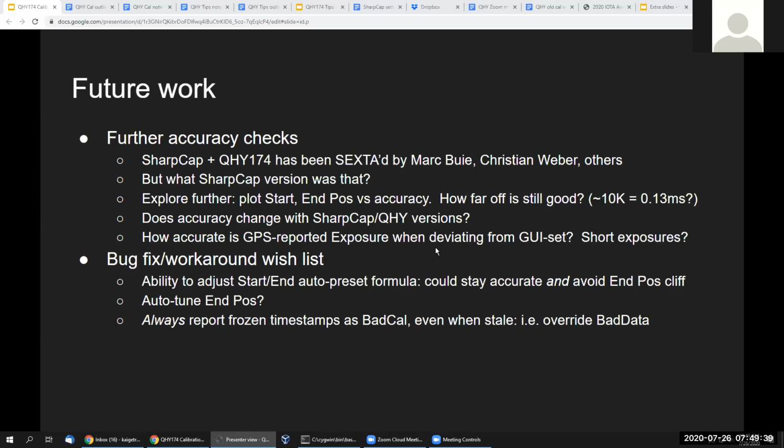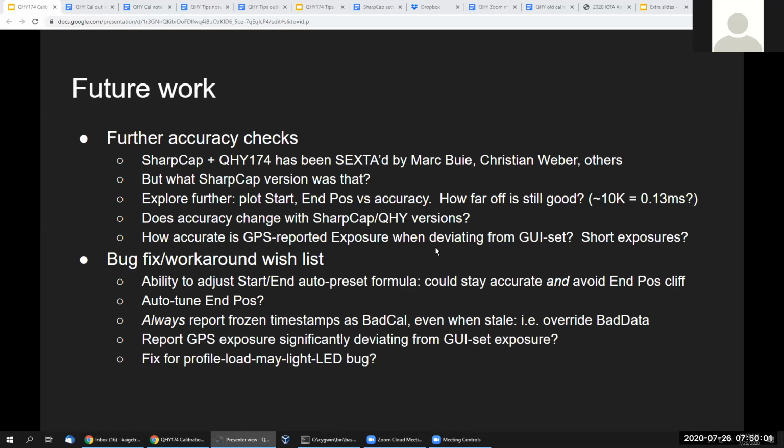Well, it already is keeping an eye on frozen timestamps, but always report them as bad calibration, because that's what they are, and that's the worst problem. Don't report them as bad data sometimes, because that leads us into thinking we need to wait for a fix, which may not be the problem, but we don't know. And it should also keep an eye on GPS exposure. If it differs, maybe alert us to that. And of course, a fix for that, light the LED bug.